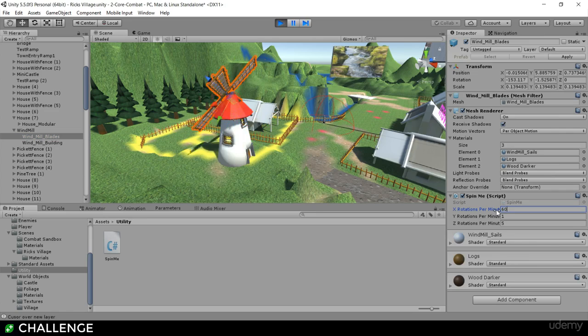But if we go to 60, 1,000, 2, 1,000, 3, 1,000, 4, 1,000, 5, 1,000. It looks a bit fast to me. 6, 7, 8, 9. No, I think it's about right.